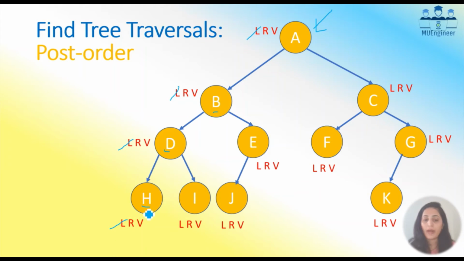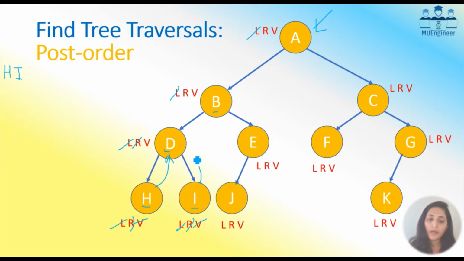Nothing on left, so I come back. Now H says go to right, but nothing on right, so I come back. Now H says visit the node. So at that time I write down the value H. After done with H, I'm going to the parent of H. So at D, it says go to right. Now I'll go to the right of D. Here I found I. It says left and right, but nothing on left and right. Then I visit the node I and I write down the value I over here.